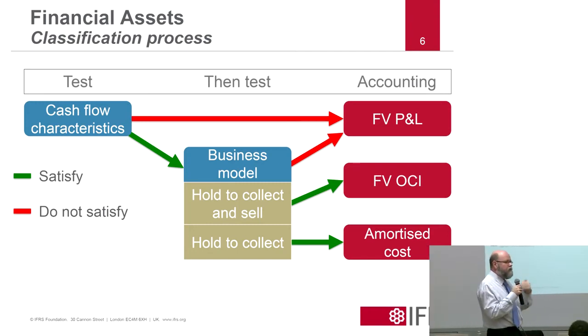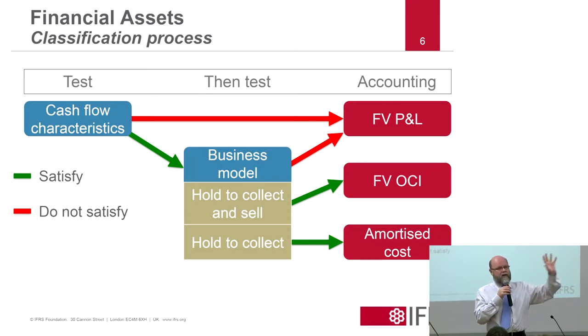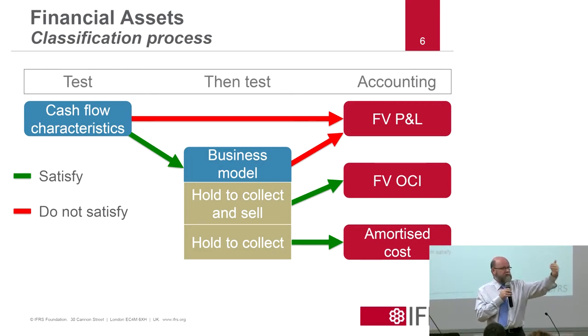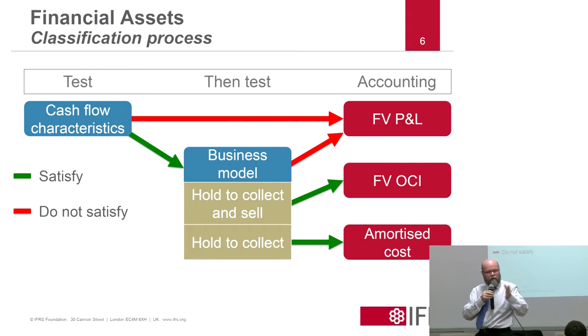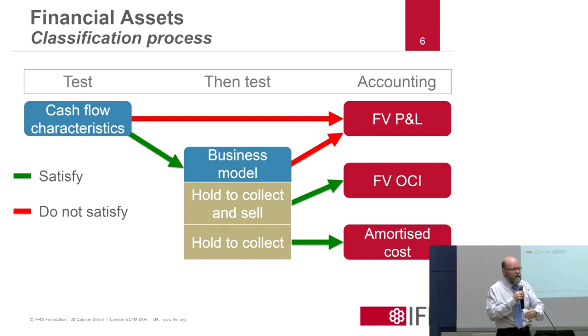Under IAS 39, what you would do is what we call bifurcate. Bifurcate suggests you break up the product into two pieces: the embedded derivative, which is essentially the cap and the floor on the amount that you're going to pay, and the underlying or the host contract. The host contract you measure at amortized cost, the embedded derivative you measure at fair value.